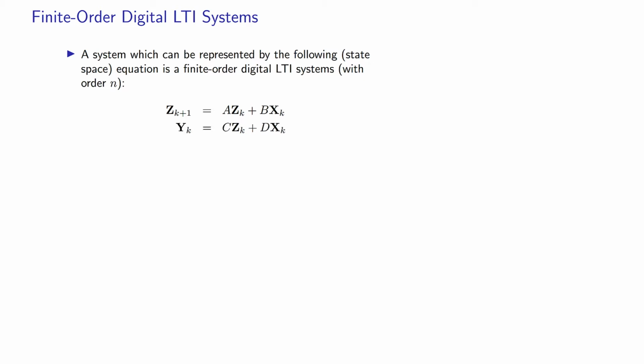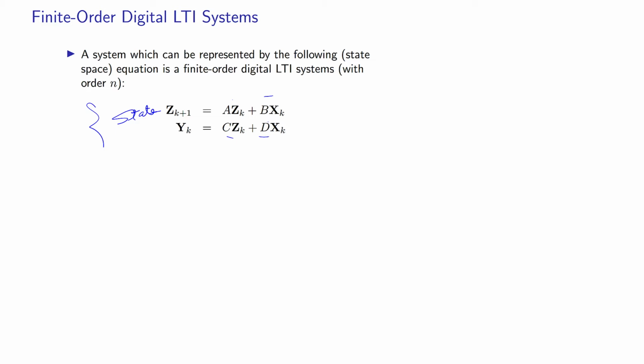And A and B are two matrices. And the output, so this is the state. So this is a state space representation of a finite order digital LTI system. And of course, because A, B, C, and D are fixed in time, they are time invariant, and because both of these equations are linear, we call it a linear time invariant system.